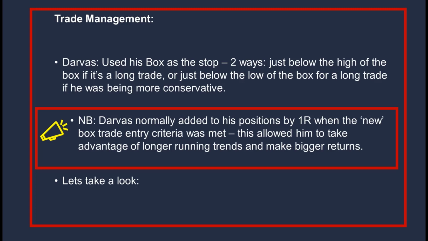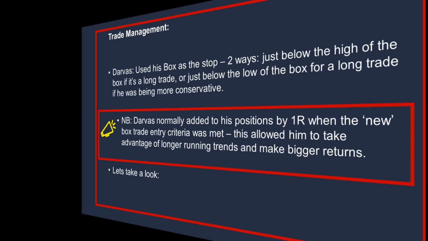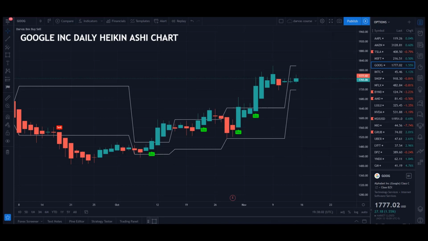And normally as the trade progressed, he would add to his positions by 1R when the new box trade entry criteria was met. So he'd drag up that stop that came about from the initial setup as it went higher and higher, with the advantage of making bigger returns in the long run. So let's take a look at how you could put the stop on a trade using the Darvas method. We're looking at the Google daily Heikin-Ashi chart here, zoomed in for recent activity so we can more clearly see how to place our stop.